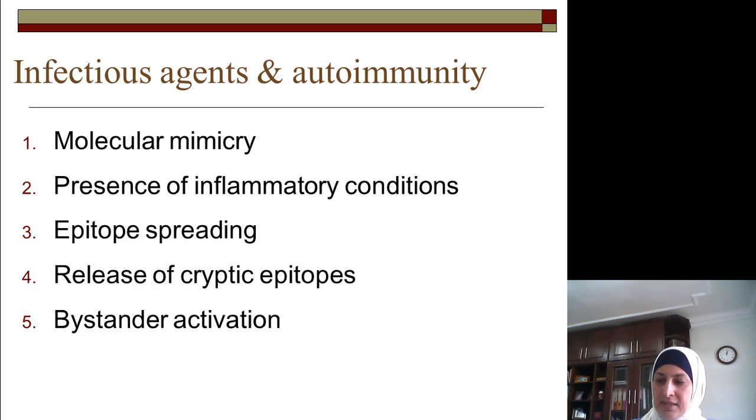Let's talk about infectious agents. This is a sort of interesting mechanism in inducing autoimmunity. And actually we are going to discuss lots of mechanisms suggested to explain the association of having a particular infection with developing an autoimmune disease. These are the 5 suggested mechanisms for developing autoimmunity related to infections. The first is molecular mimicry, then presence of inflammatory conditions, epitope spreading, release of cryptic epitopes, and bystander activation. So we are going to explain each one separately.